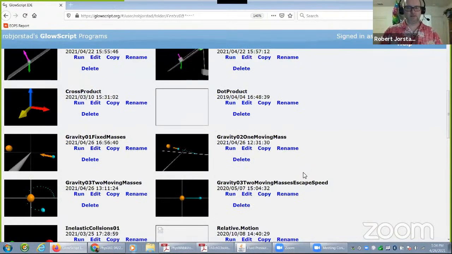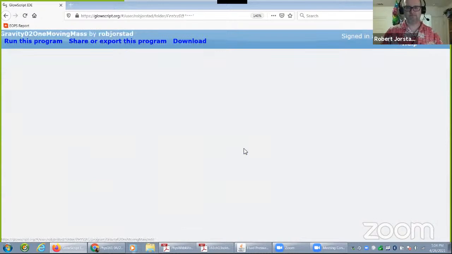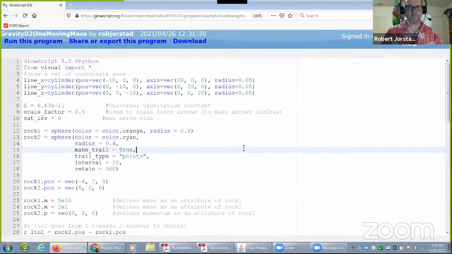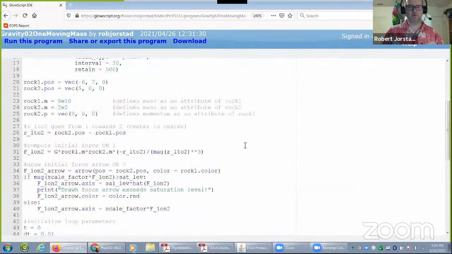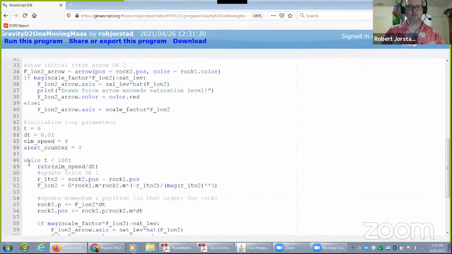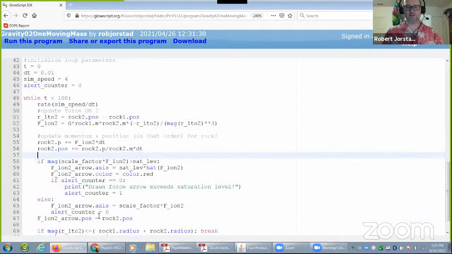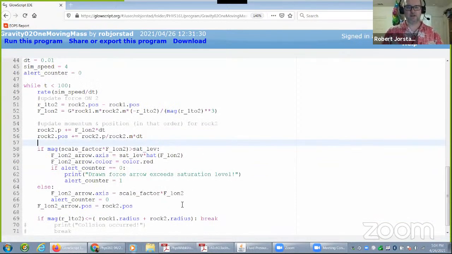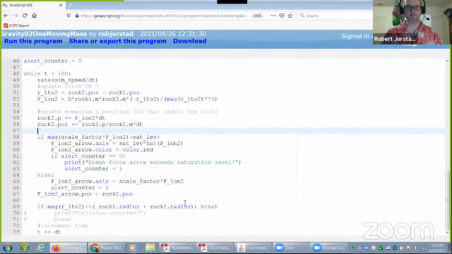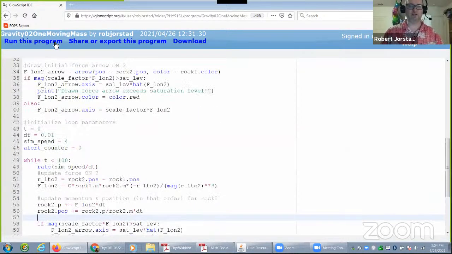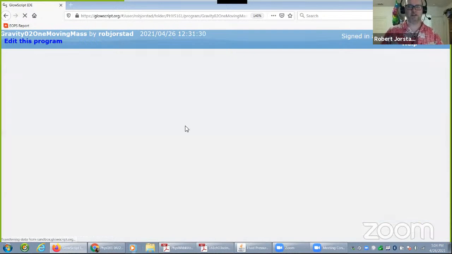How about, let's do this one. So in this one, what am I going to do? I do a loop to make it move. I get the forces in there, the momentums, and draw the arrows and do this stuff in here. There's other stuff we could do here, but let's just run this program and see what it looks like.